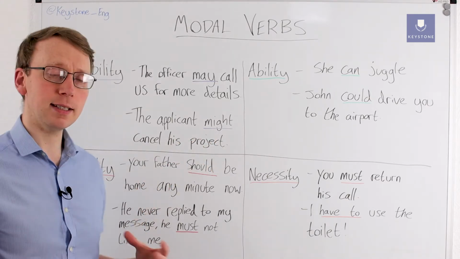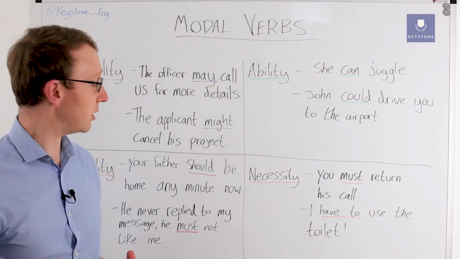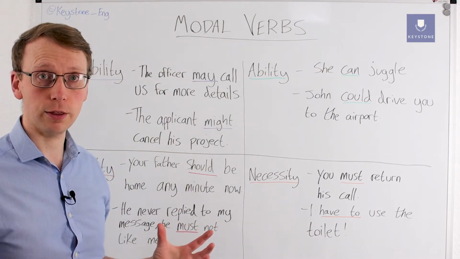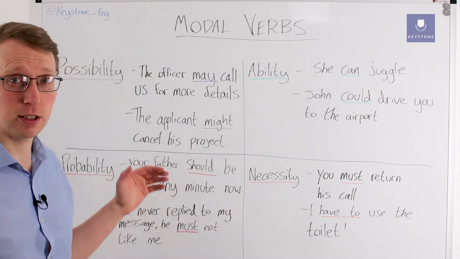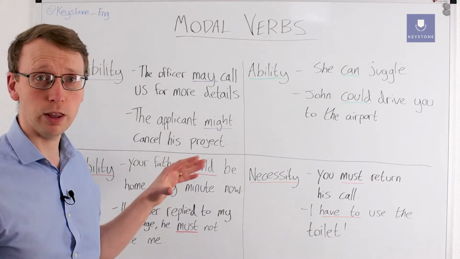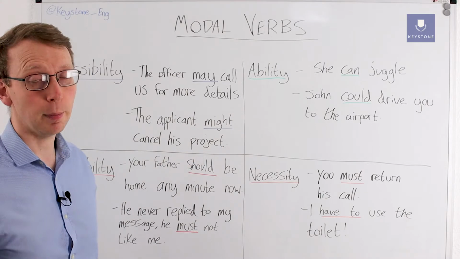The word might is a modal verb that suggests that this is a possibility. It is not 100% certain that the applicant will cancel the project, and it isn't impossible either. It's somewhere in the middle. It is perhaps a 50% chance of it happening. It might happen.